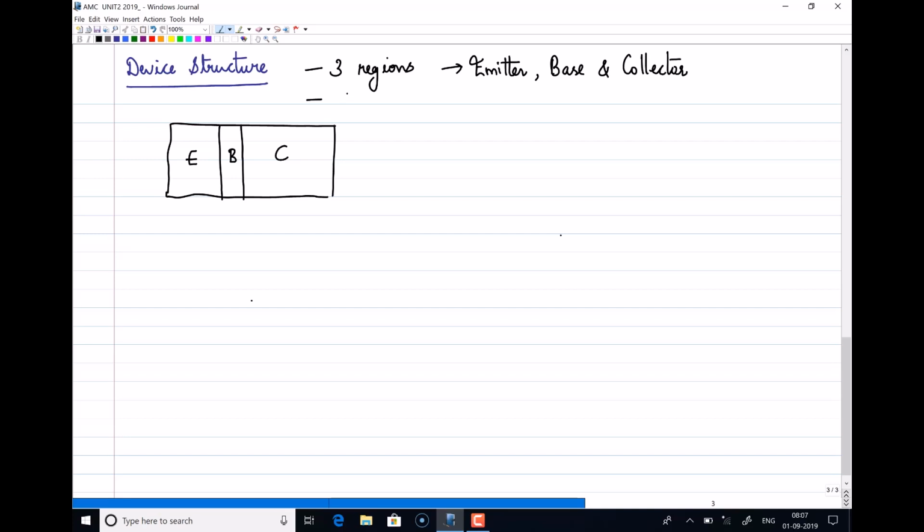Now this bipolar junction transistor, or BJT, has two PN junctions.